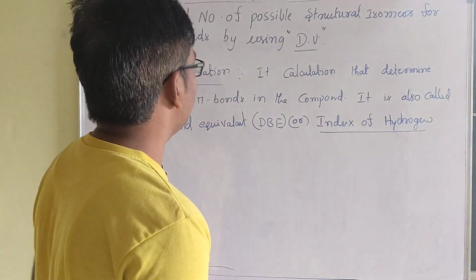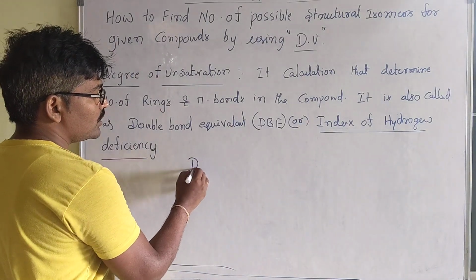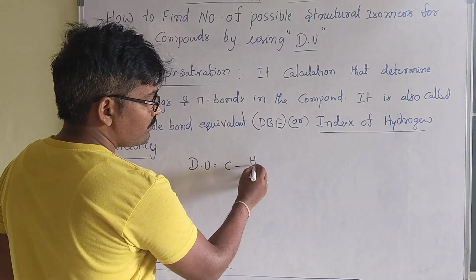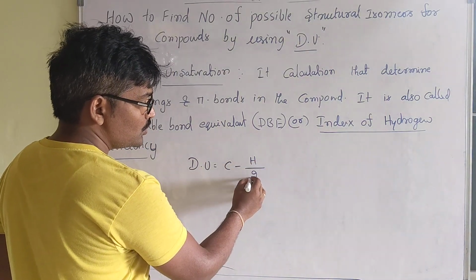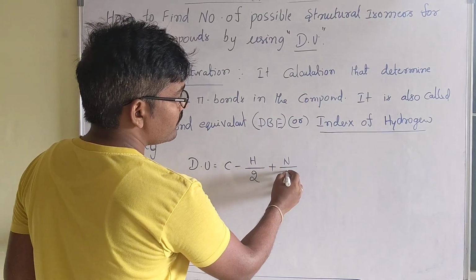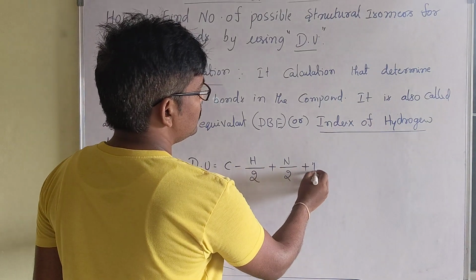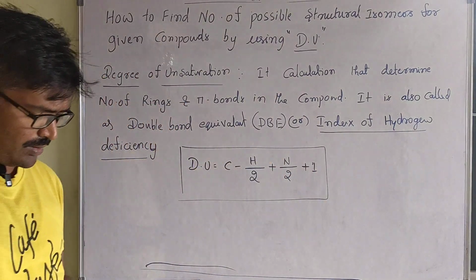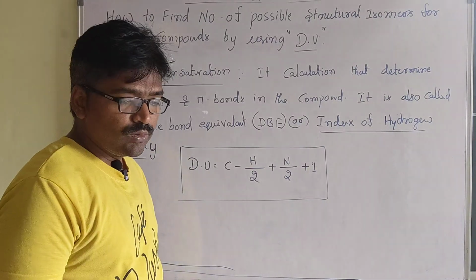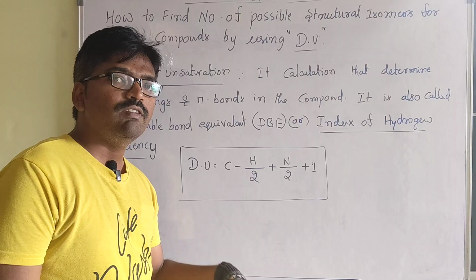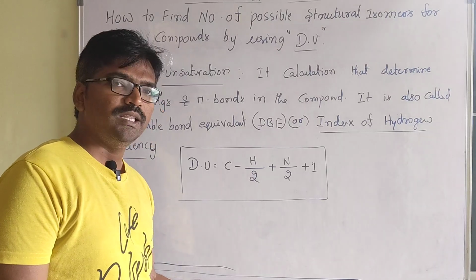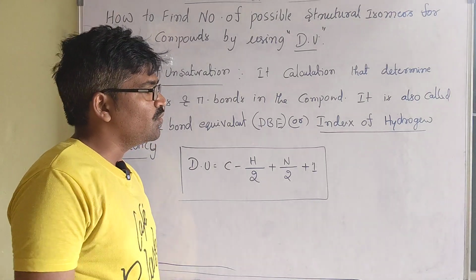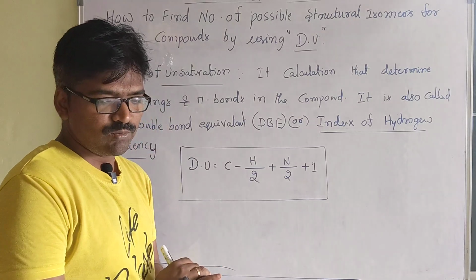Okay. Degree of unsaturation. You can find it out by using this: number of carbon atoms minus number of hydrogen atoms divided by 2 plus number of nitrogen atoms divided by 2 plus 1. This is for the calculation of degree of unsaturation in the given compound. Whatever it may be. Not only by using this method, even other methods are also there. A very simple method and a simple shortcut trick to find out the degree of unsaturation.